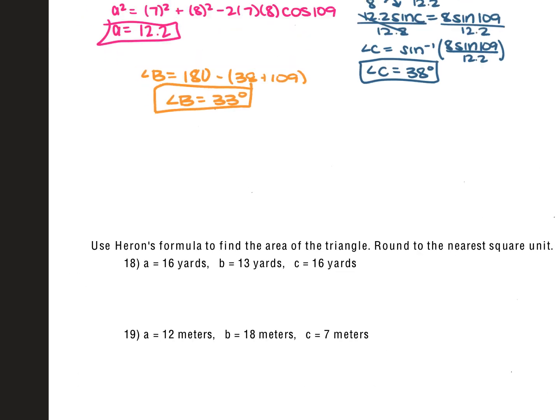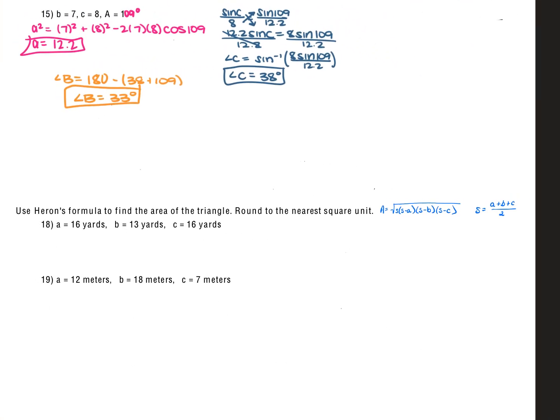Our next part tells us to use Heron's formula in order to find the area and round to the nearest square unit. With these, we have to find S first. We're going to add up all of our side lengths and divide by 2. That's going to give us S. And then we're going to take the square root of S times S minus A times S minus B times S minus C. Again, use your calculator for this. Everything in here you're using your calculator for.